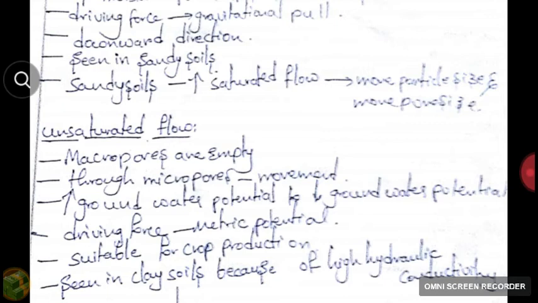Once again, we will discuss in detail about the unsaturated flow. It is seen maximum in clay soils. Here, the macropores are empty. The movement occurs only through micropores. The driving force is matric potential. The movement of water is in lateral direction. It is suitable for crop production, seen maximum in clay soils because of its high hydraulic conductivity.